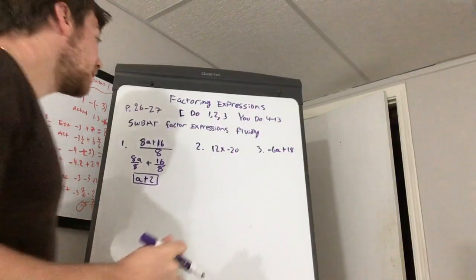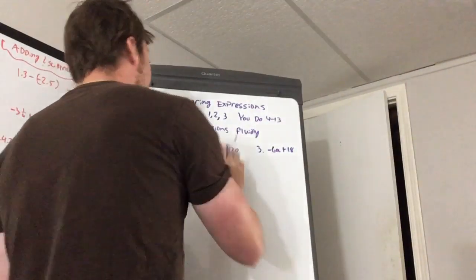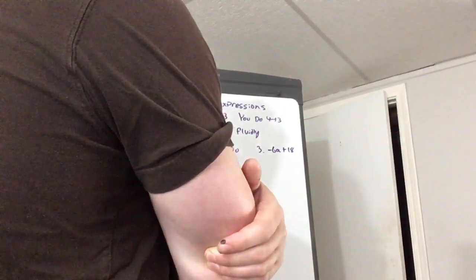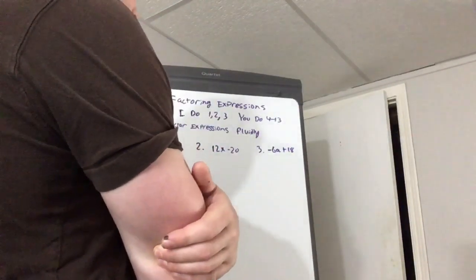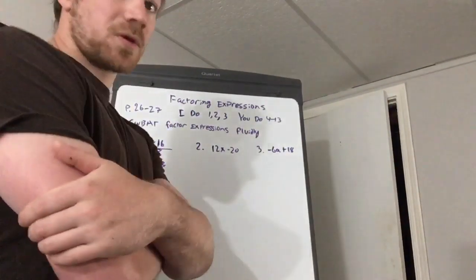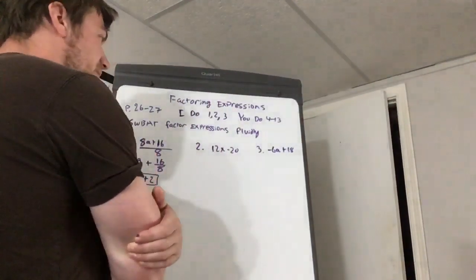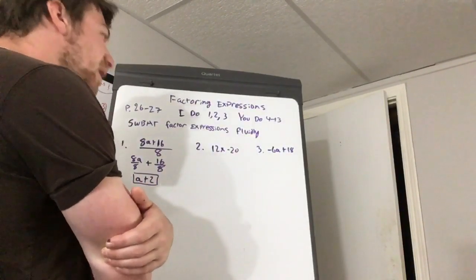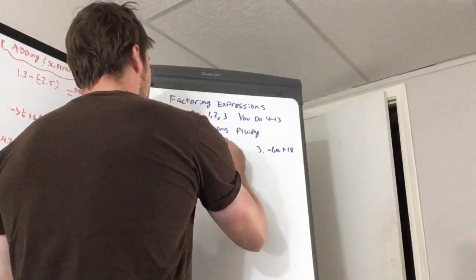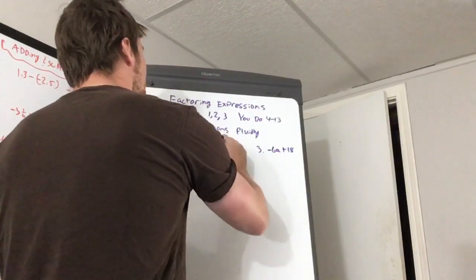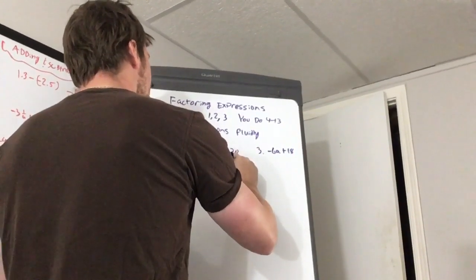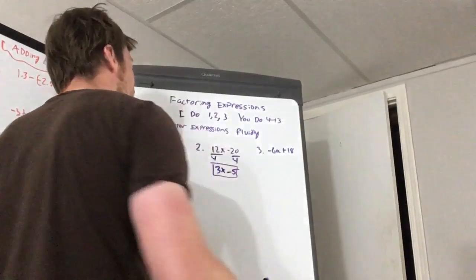Next one, you're going to look at 12x minus 20. What is the largest number? Well, can you take 12 out of 20? No. What about 6? No. What's another factor of 12? What about 3? No, 3 doesn't work either. So what's left? We've got 1 and 4. Well, taking 1 out is not going to do anything, but what about dividing by 4? So let's divide each of these by 4. 12 divided by 4 is 3x. 20 divided by 4 is minus 5. You're left with 3x minus 5.